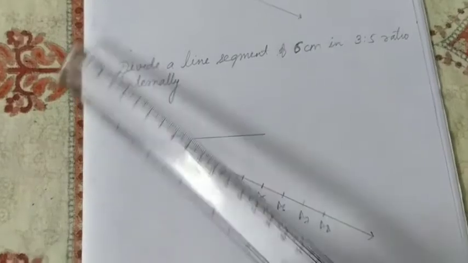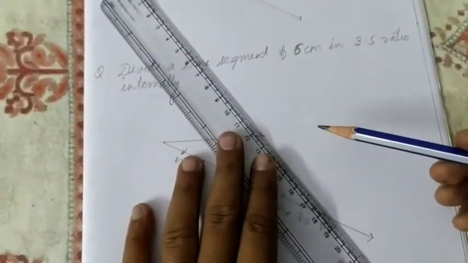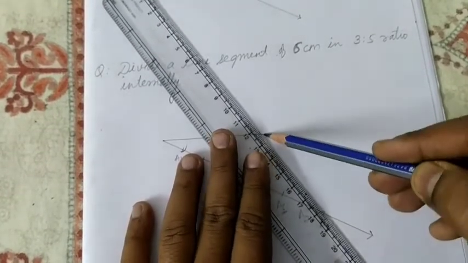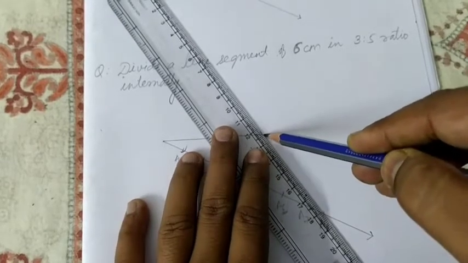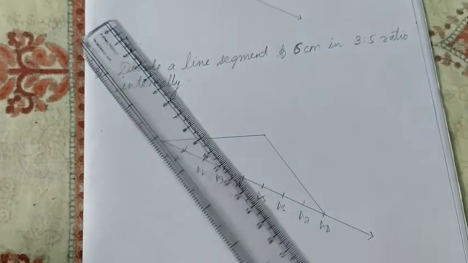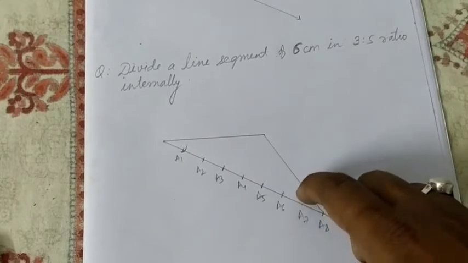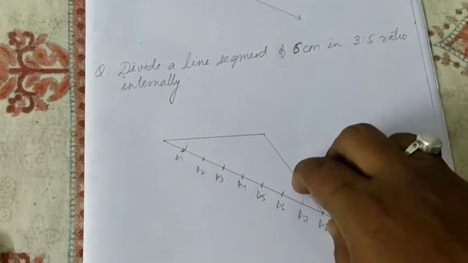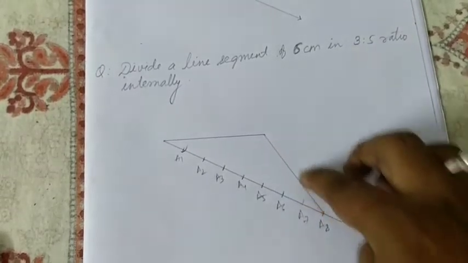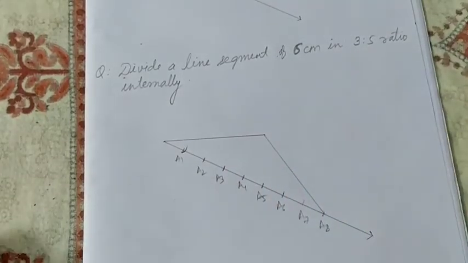Now what will I be doing? I will be joining A8 to this point. I will be joining from this point to A8. Okay. Now what will I be doing? I will be drawing an angle here, and with the same measurement I will be drawing a line parallel to this A8, such that it will become in 3:5 ratio.